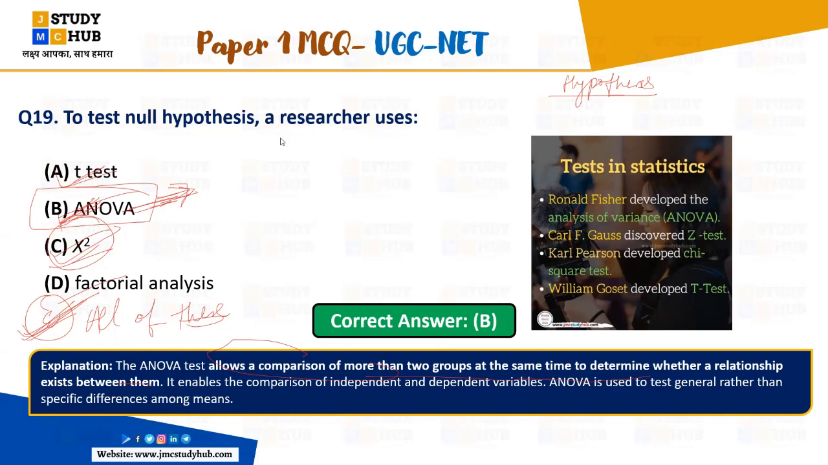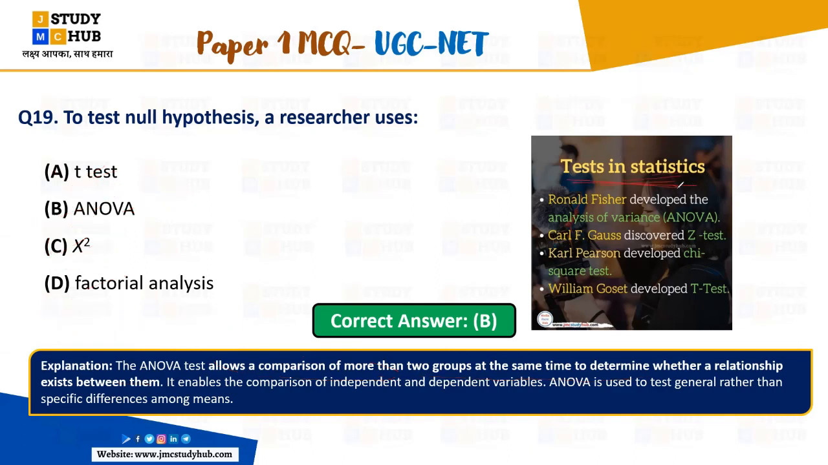Another important thing is to look at the picture that we have attached here, right? Who developed which kind of test in statistics? See, Ronald Fisher developed ANOVA, the analysis of variance, whereas Carl F. Gauss discovered the Z test. Karl Pearson developed the chi-square test. William Gossett developed the t-test, right? These are four important pieces of additional information which I have attached here in a picture. Please note it down, take a screenshot and remember well.